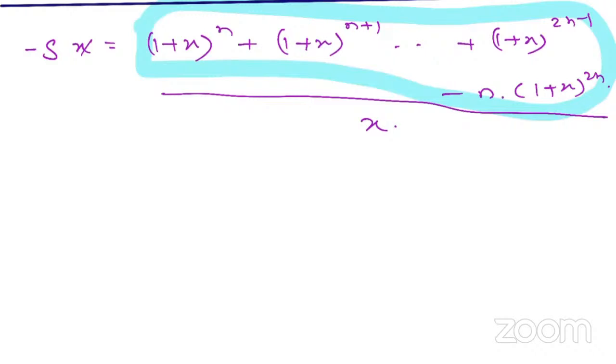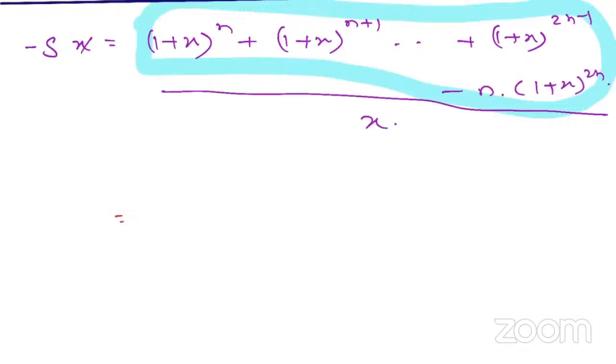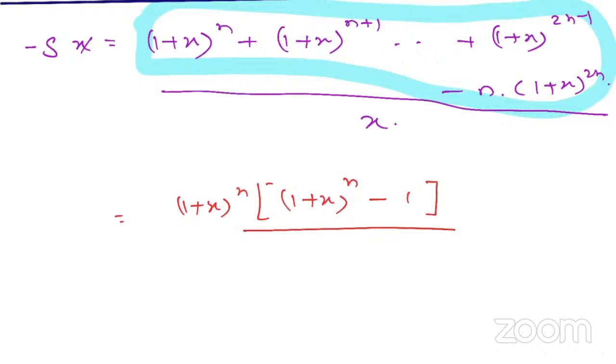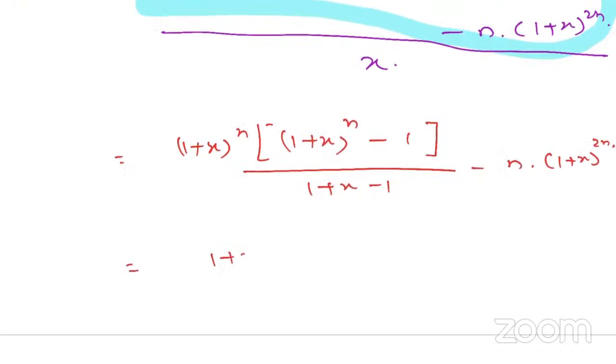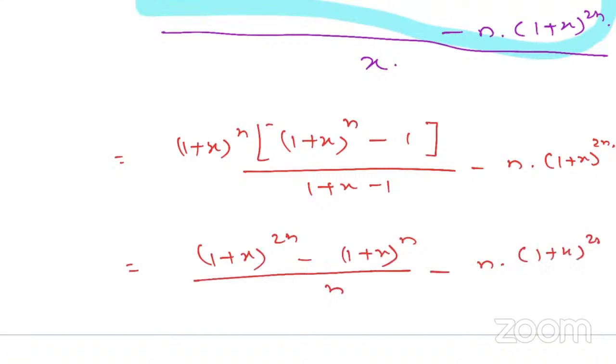Coefficient of x to the power 4, let's solve first. So this is the GP series. First term is 1 plus x to the power n. Total number of terms starting with 0 and going up to n minus 1, upon 1 plus x minus 1, minus n into 1 plus x to the power 2n. So this is coming as 1 plus x to the power 2n minus 1 plus x to the power n upon x, minus n into 1 plus x to the power 2n.